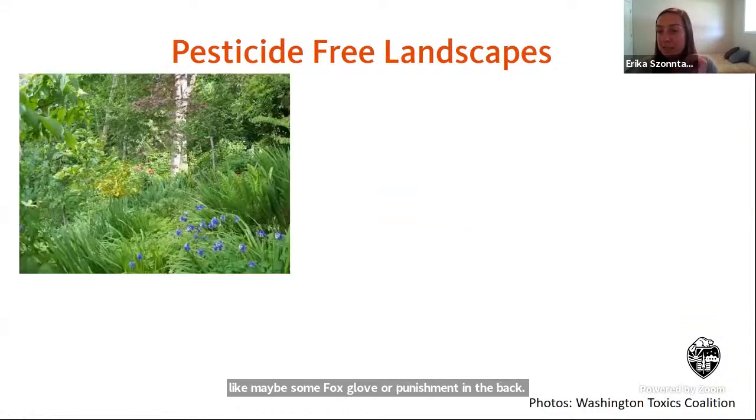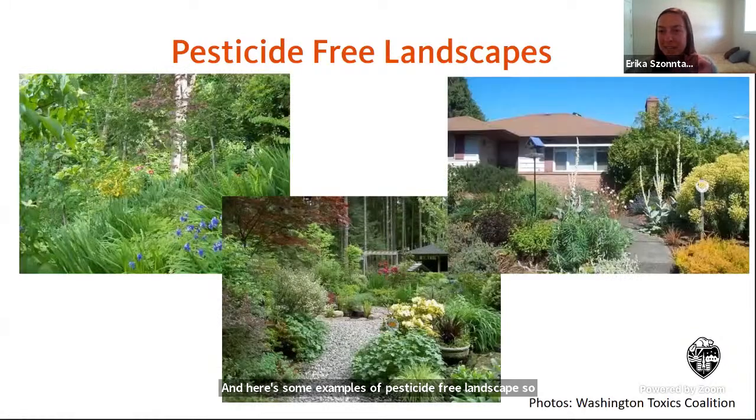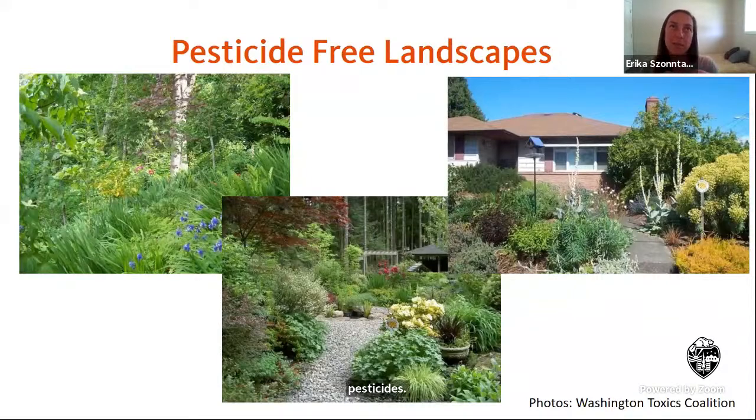And here's some examples of pesticide-free landscapes. So it is possible to have a beautiful landscape without pesticides. In addition to using physical, cultural, or biological controls instead of pesticides, it's also really important to celebrate biodiversity. Those landscapes that are really biodiverse and have a rich variety of species, and especially natives, will really tend to thrive and will not need a lot of additional input or chemical controls, if done right and given a few years to establish.